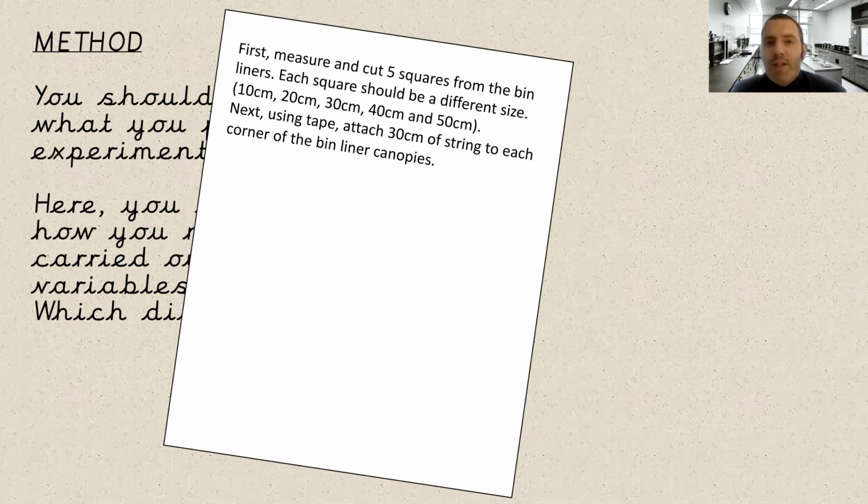Next, using tape, attach 30 centimeters of string to each corner of the bin liner canopies. So remember, we've got a nice square piece of bin liner. Finding the corners will be nice and easy.